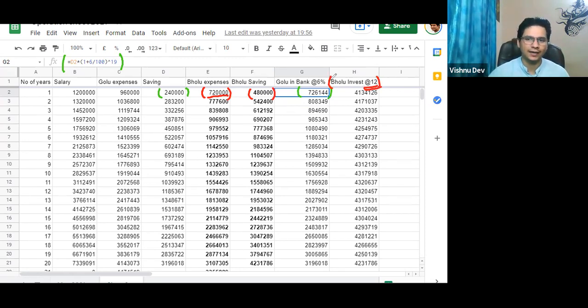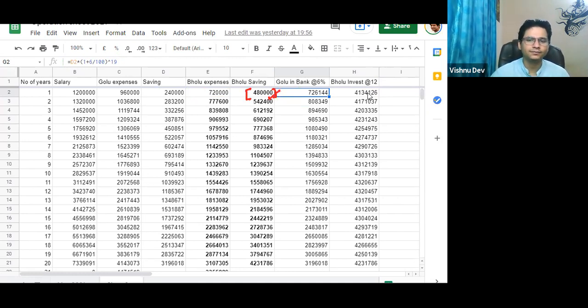But Bholu is investing, and he is getting how much interest? Tell me. It is written over here. He is getting interest 12%, 12% per annum. So tell me, for the first year, what was his saving? First year saving was 4,80,000.